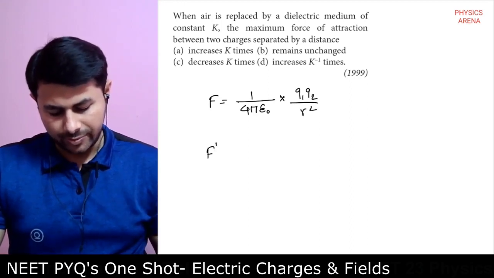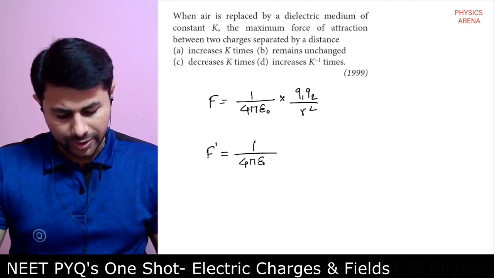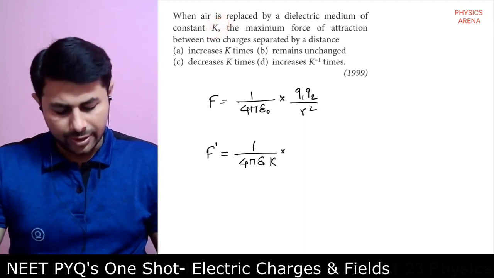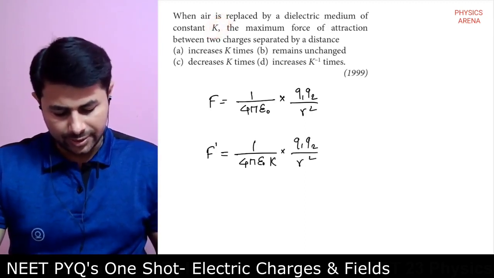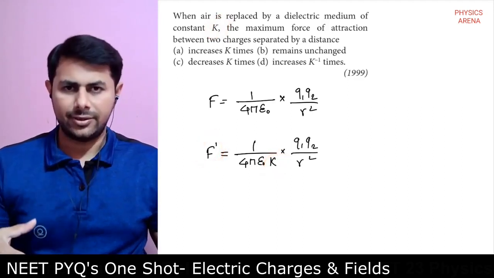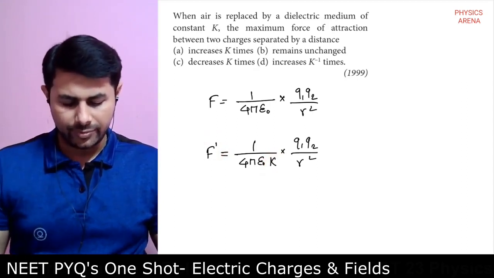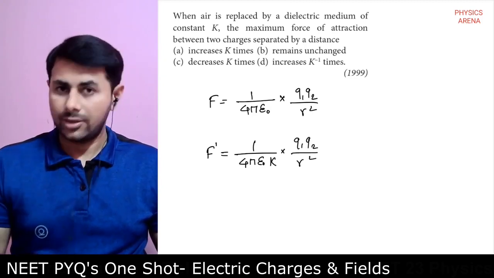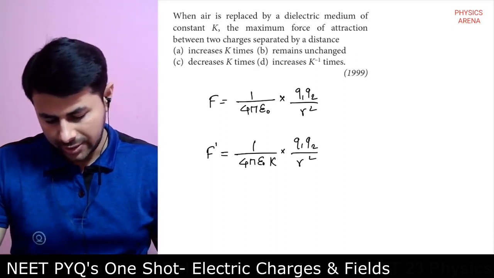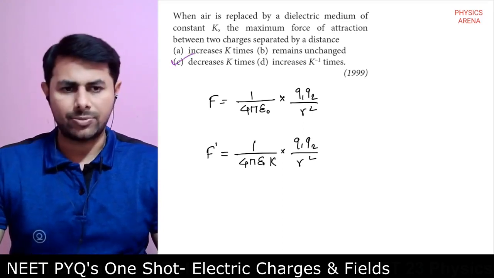And for some other medium, it will be 1 upon 4 pi epsilon naught K, they have written it capital K, multiplied by Q1 Q2 divided by R square. So it is inversely proportional to the dielectric constant, right? So if the dielectric constant K is more, what will happen? The force will decrease K times. So the answer is that it decreases K times. It's inversely proportional, so it is option C.